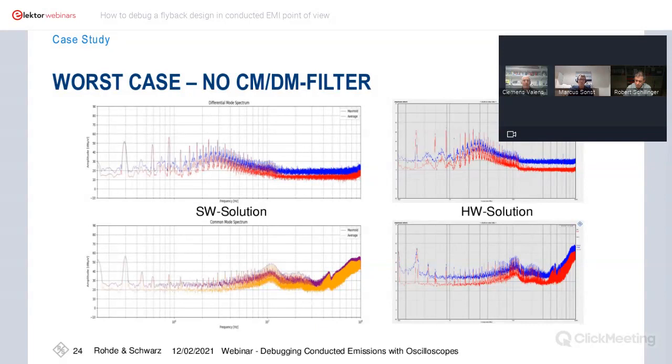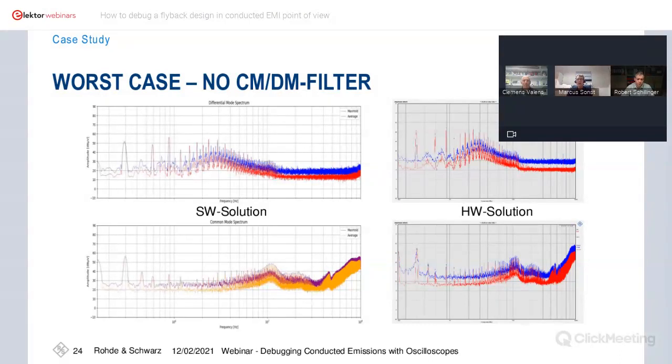So I started with this flyback converter. I started basically without any filtering at the input. So we're talking about the worst case in this measurement here. No common mode and differential mode filter. And what you can see here is basically on the left, as software solution 2, in the top window the differential mode spectrum, and in the bottom the common mode spectrum. So yeah, quite high at the moment because we don't have a filter.